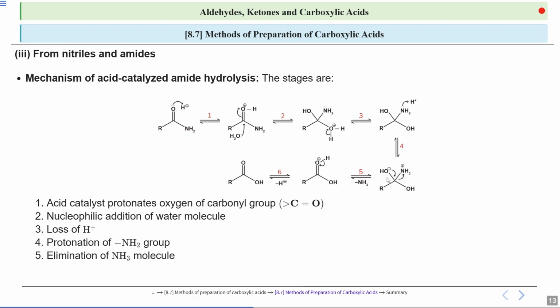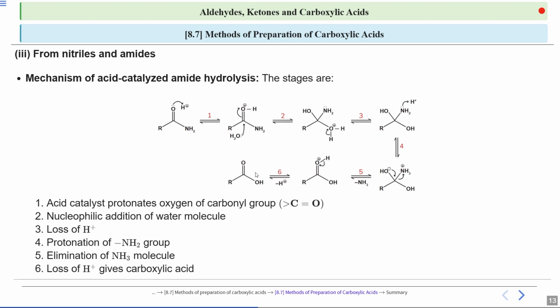And what will happen in the next step? Finally, we have a loss of another hydrogen ion, which results in the formation of the carboxylic acid. So when this NH3 leaves, the oxygen of the hydroxyl group has a lone pair, so this lone pair forms a carbon double bond oxygen, and the NH3 group leaves from here. And finally, there is deprotonation, that is, we lose one hydrogen to give you the corresponding carboxylic acid.